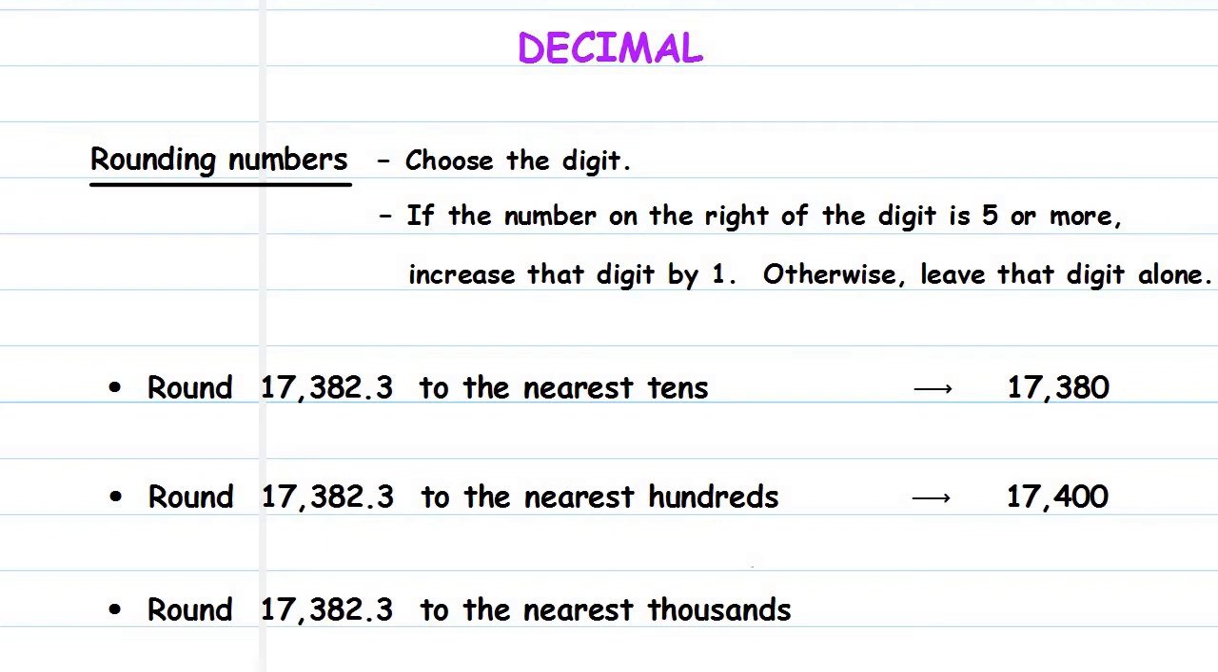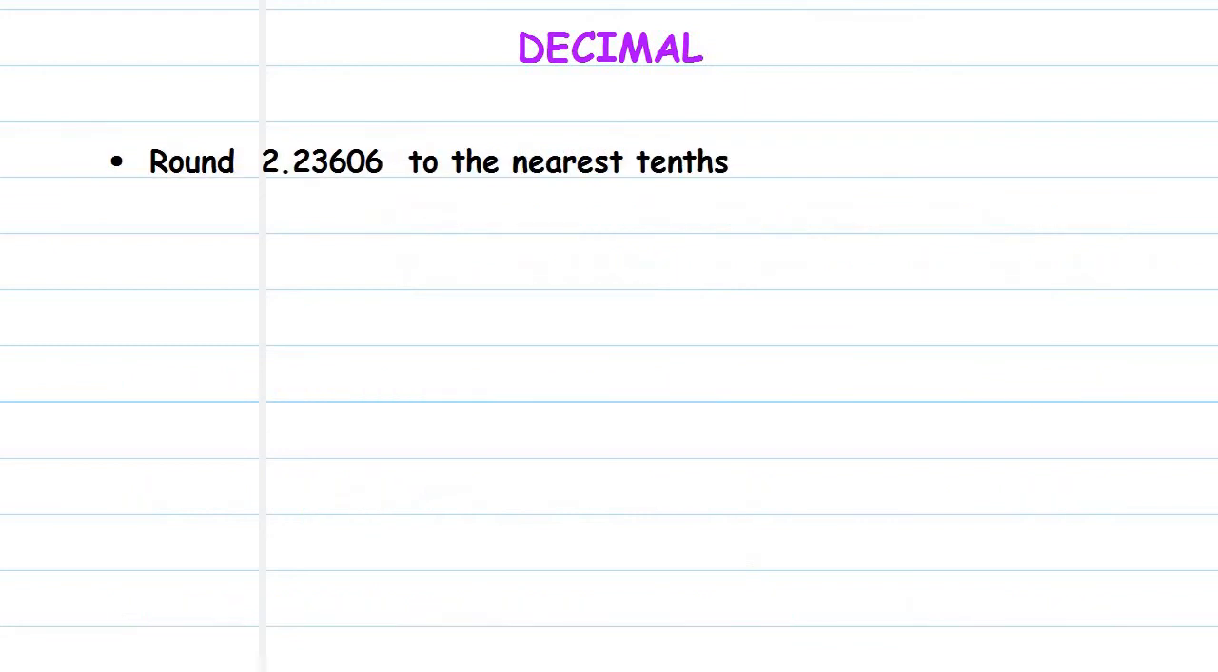Now let's try rounding the same number to the nearest thousands. Now we are interested in the thousands digit, and that is the number 7. The number on the right of that 7 is 3, which is less than 5. So we will leave that 7 alone, and the rounded number is going to be 17000. Now let's try rounding this number to the nearest tenth, and in this case it's the number 2. The number on the right of that 2 is 3, which is less than 5.